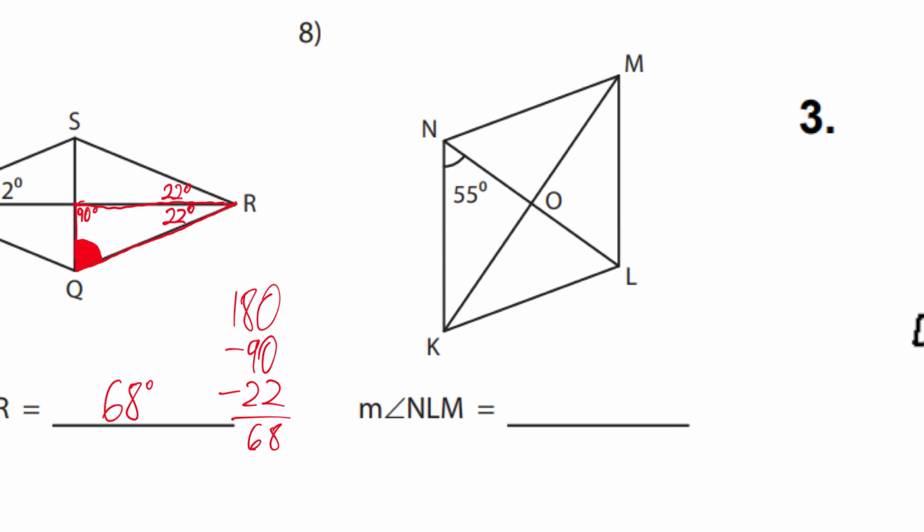Okay, number 8, it's asking for angle NLM. So NLM is this angle right here. All right, and since that one's 55, that one's 55, this one's 55, this one's 55. So that one's easy.